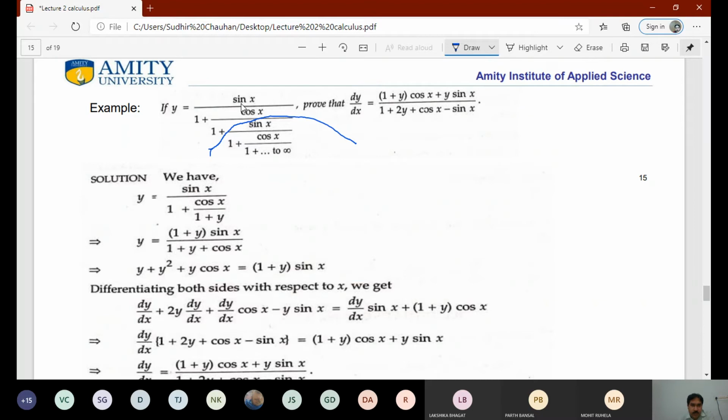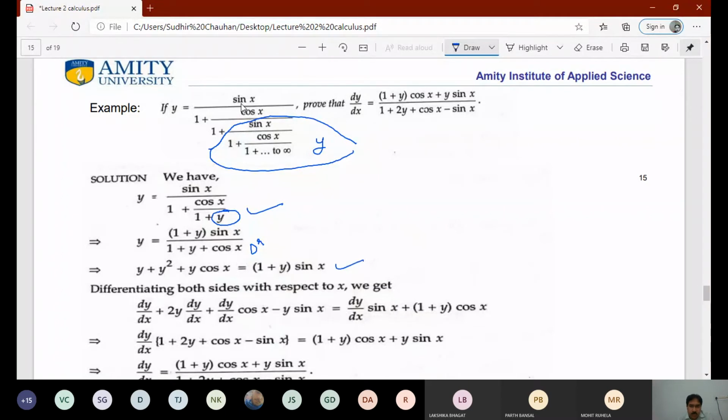So here we'll take this as y. Again it is y. So we can write y is equal to sin x upon 1 plus cos x upon 1 plus this is y. So here we write this as y. Now we can simplify it. So here it is 1 plus y plus cos x in the denominator, and then this 1 plus y can be shifted to the numerator, and then after cross multiplication we get y plus y square plus y cos x is equal to 1 plus y sin x.